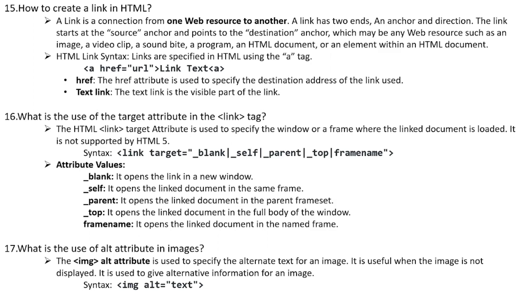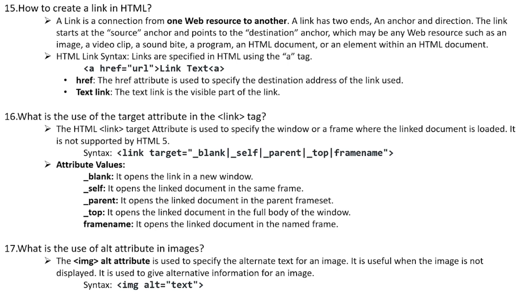Question 15. How to create a link in HTML. A link is a connection from one web resource to another. A link has two ends, an anchor and direction. The link starts at the source anchor and points to the destination anchor, which may be any web resource such as an image, a video clip, a soundbite, a program, an HTML document, or an element within an HTML document.